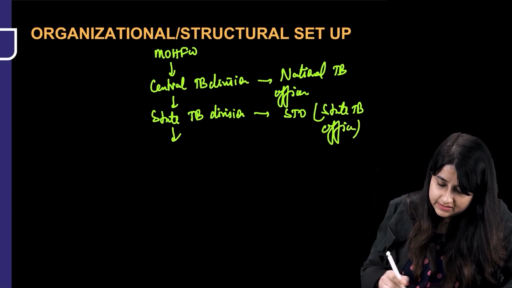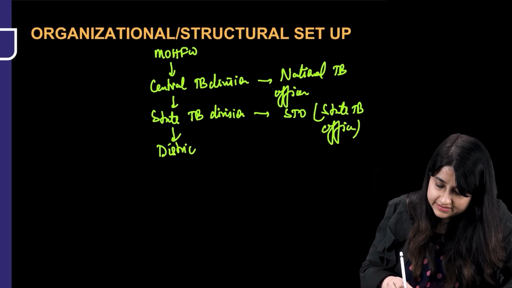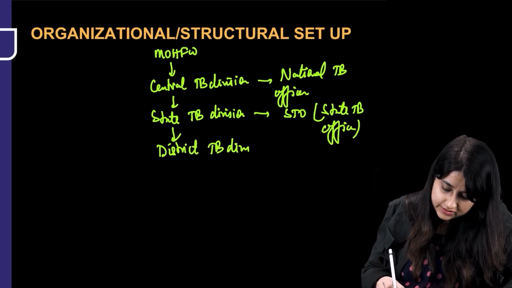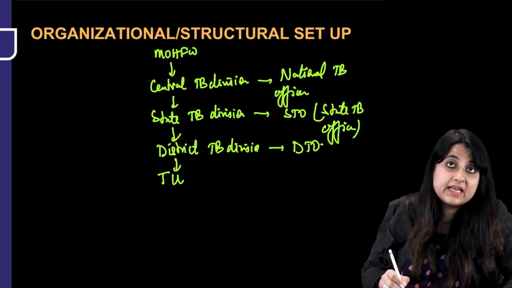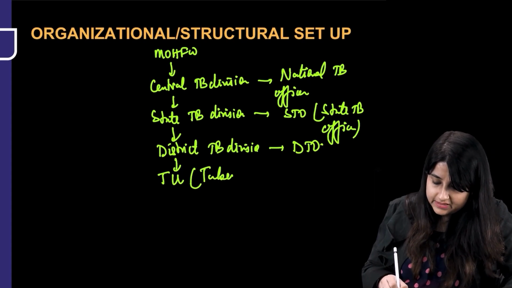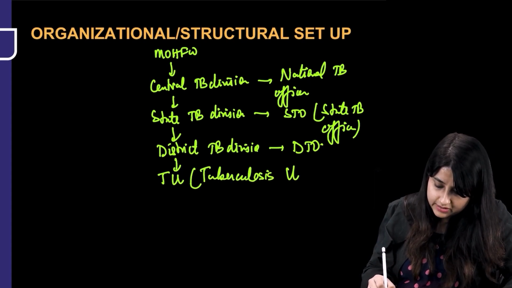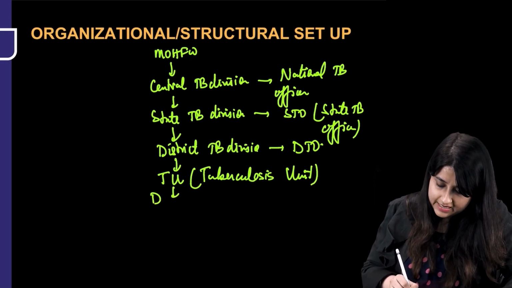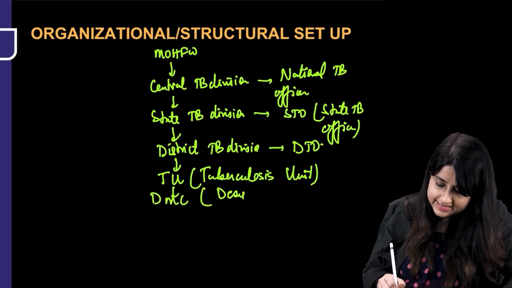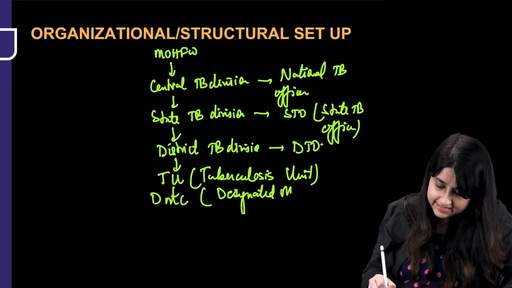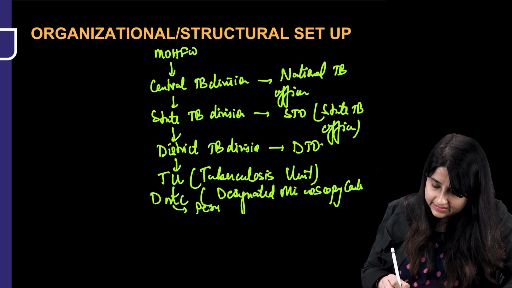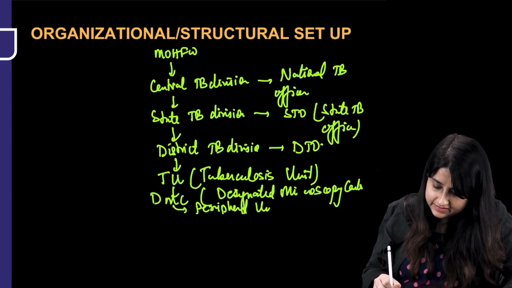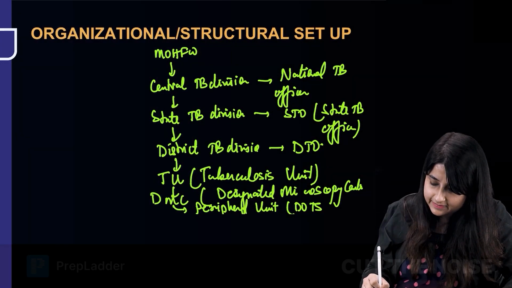Below that comes a District TB Division. So District TB Division, who's posted? Here we have a District TB Officer. Below that is something known as TU. Very, very important. Okay, this is Tuberculosis Unit. Okay, and below Tuberculosis Unit we have DMC. What is DMC? Designated Microscopy Center. Okay, Designated Microscopy Center. And below that we have peripheral units. So basically peripheral units, everybody, are the DOT center. Okay, so we have DOT center.